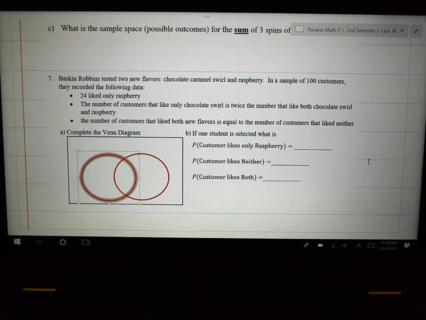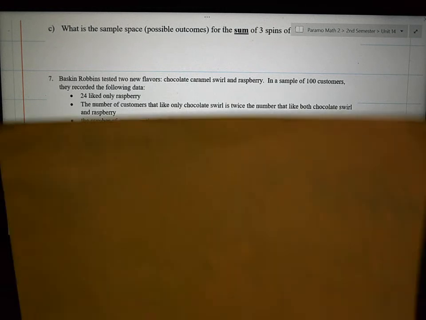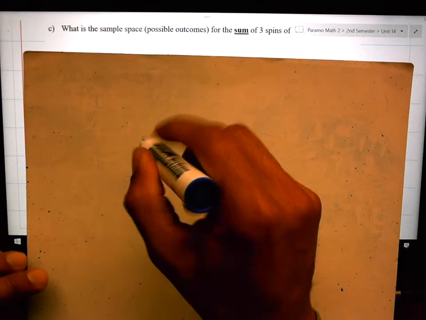24 only liked raspberry. Then it says the number of customers that only like chocolate swirl is twice the number that like both chocolate swirl and raspberry. The number of customers that like both new flavors is equal to the number of customers that like neither. We've got to figure out what goes in the box. So I'm going to start off by helping you with this question.